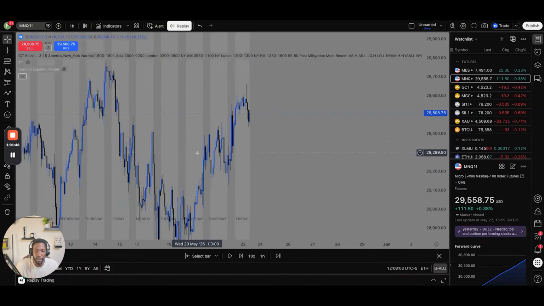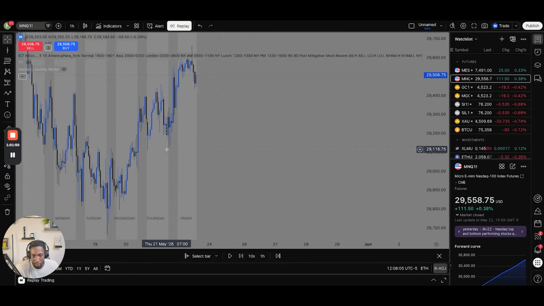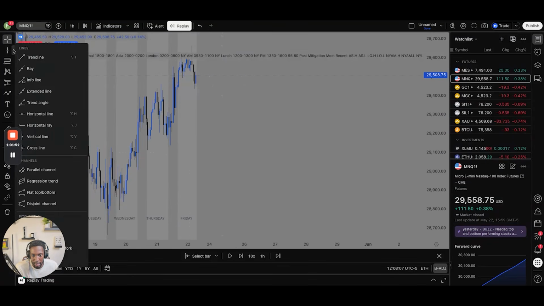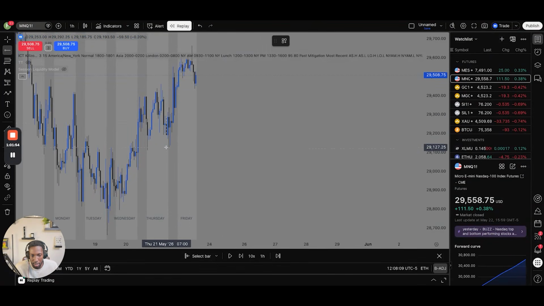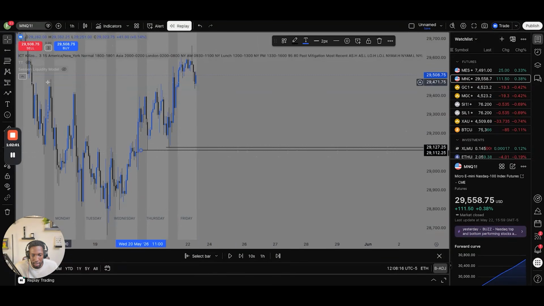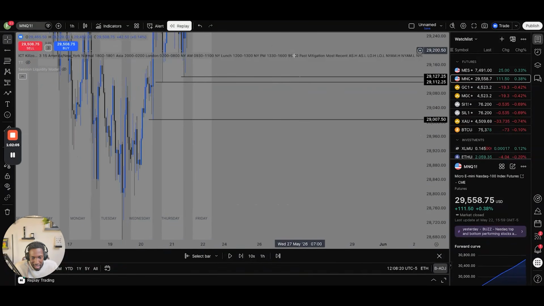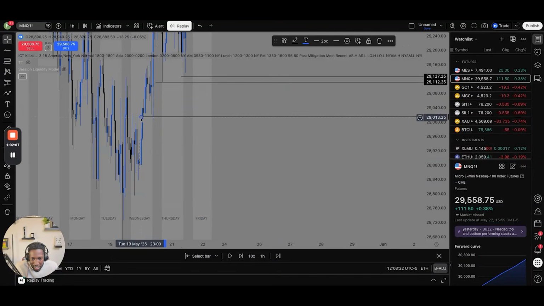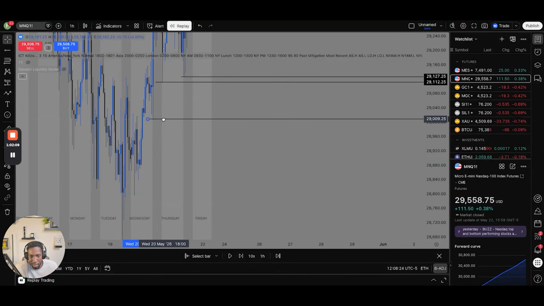Without the sweep, it's fair game. That's why I just said I don't think any of these is protected. It's all fair game. This low didn't sweep anything. If it had swept out this low, then yeah. Well, it kind of did. This low kind of swept. I guess you could call this a liquidity sweep, but I just don't like it.